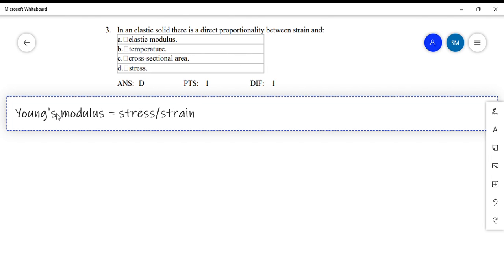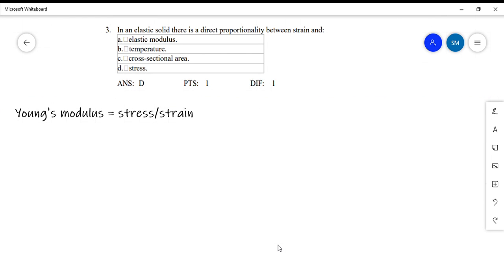So Young's modulus is a constant for every material. When you increase the stress, the strain will increase to reach the specific constant, the constant of Young's modulus. So there is direct proportionality between stress and strain, as Young's modulus is constant for every material. I hope you understand this.